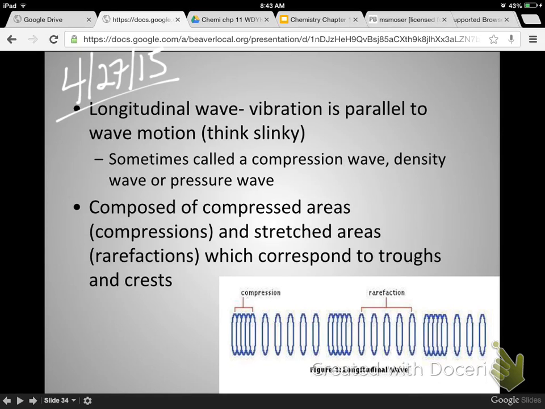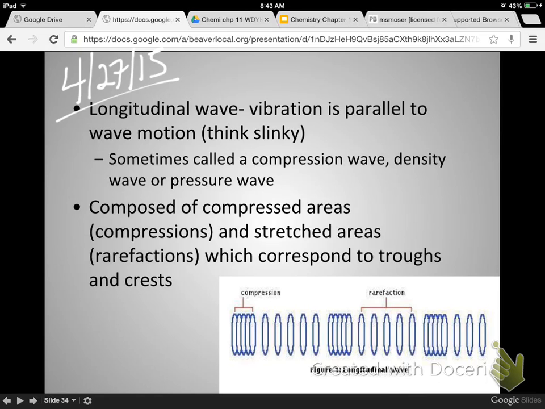Don't look. See if you can answer it without looking. Compressions. Compressions and, okay, somebody else? Density. Rarefactions, yes. So crests and troughs in a transverse wave, compressions and rarefactions in a longitudinal wave. Okay, so now that we've kind of just covered the anatomy of the waves, the two wave types, we're going to talk a little bit about some calculations.